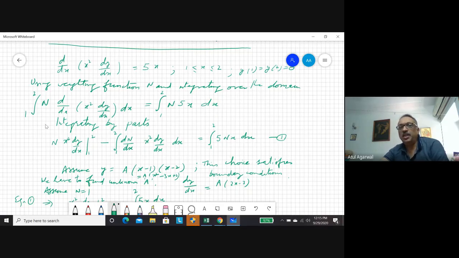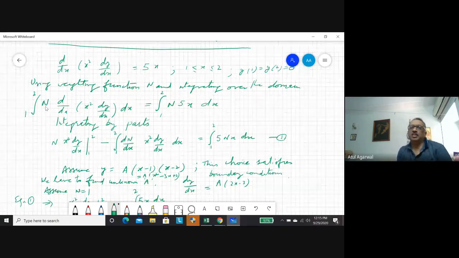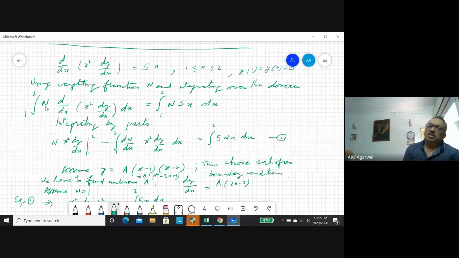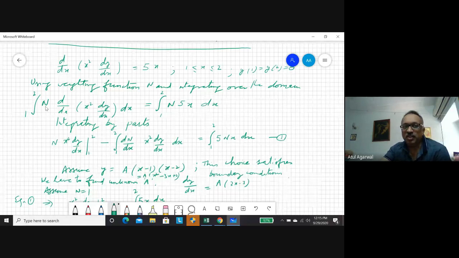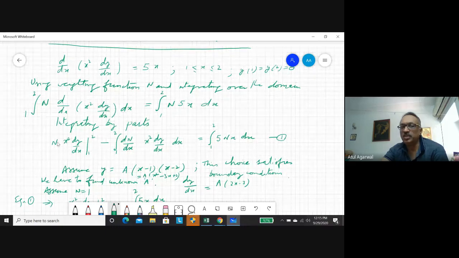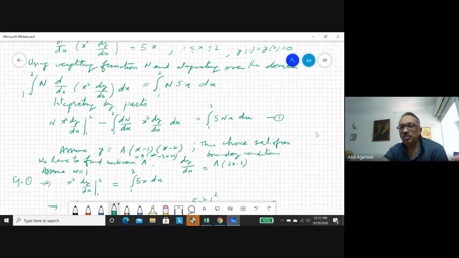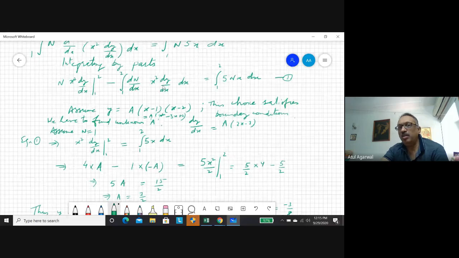So this is a trick. We can always choose a weighting function which has a first order derivative, which is a smooth function, and then shift one derivative from y to this n. So this way we reduce the overall derivative requirement on y. Now we have got this statement. So this is known as a weak formulation.